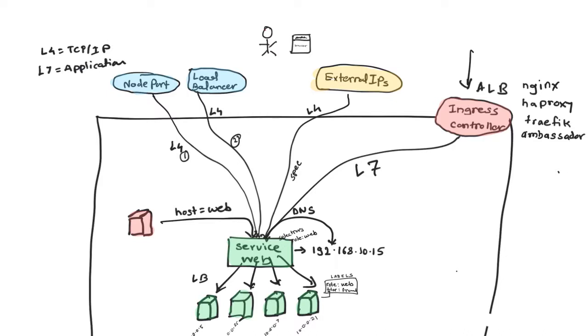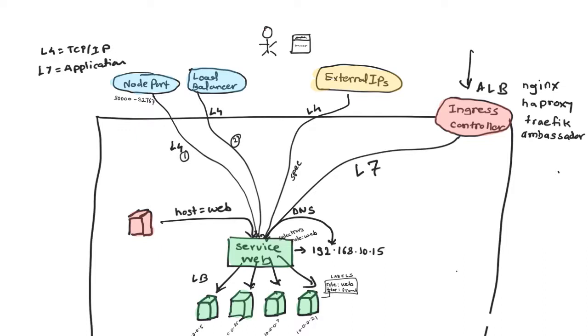Let's also look at the 2 types of services given here, node port and load balancer. The way node port works is it picks up a port in the range of 30,000 to 32767. So there's a limit. It cannot use any other port. It will only use a port in this range.